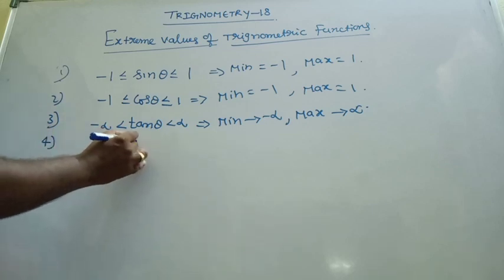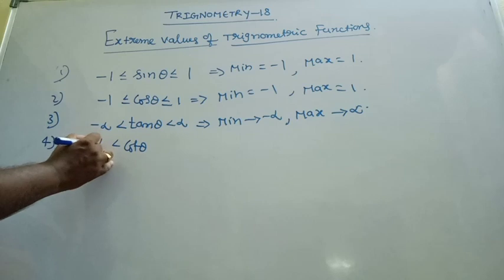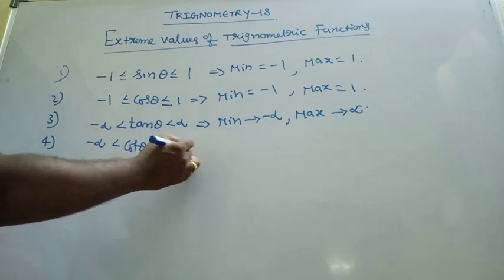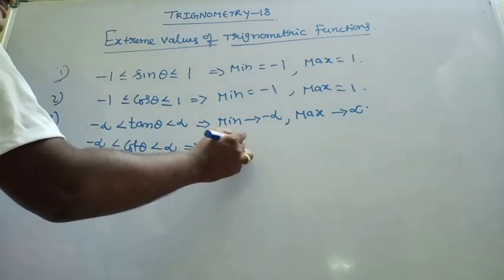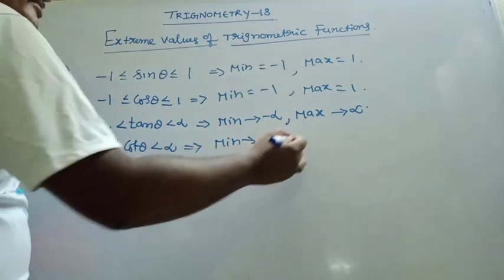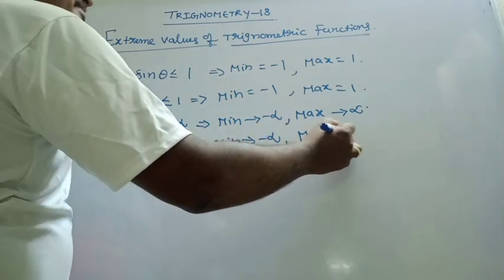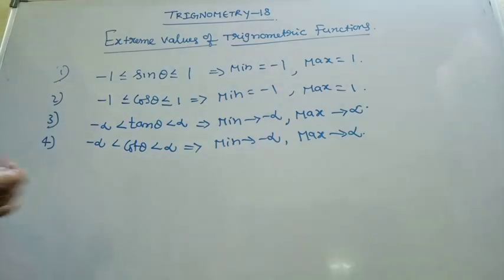Next, cot theta. If you take cot theta, this also has range -infinity to +infinity. Here also the minimum value will be nearer to -infinity and the maximum value will be nearer to +infinity. You are going to get, right, my dear students.